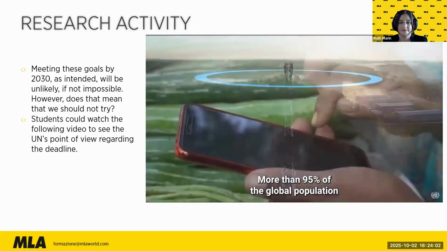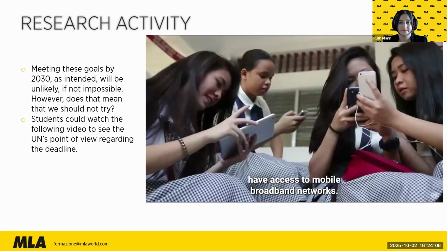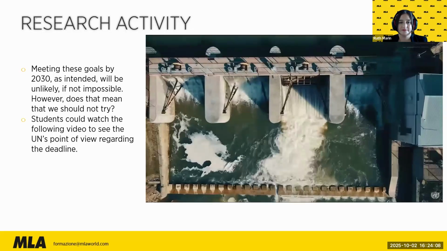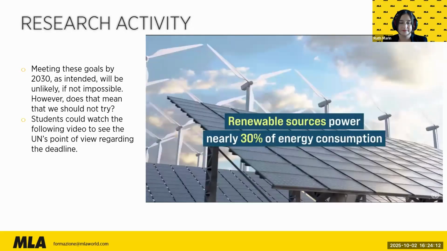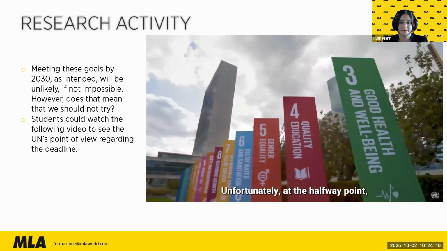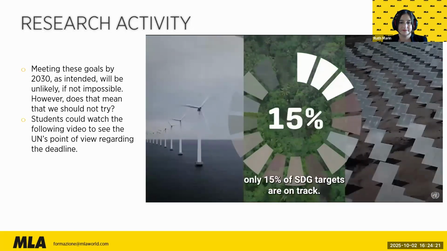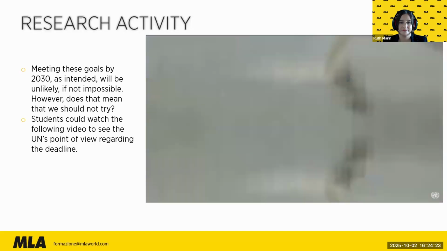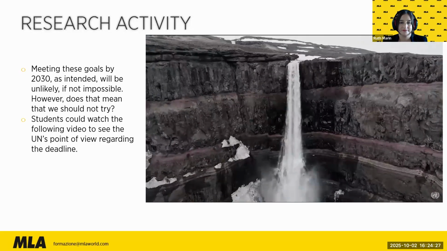More than 95% of the global population have access to mobile broadband networks. The future of energy is cleaner. Unfortunately, at the halfway point, only 15% of SDG targets are on track, and more than a third are stagnated or in regression.